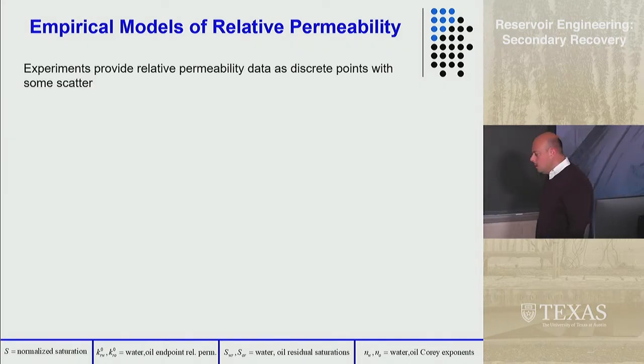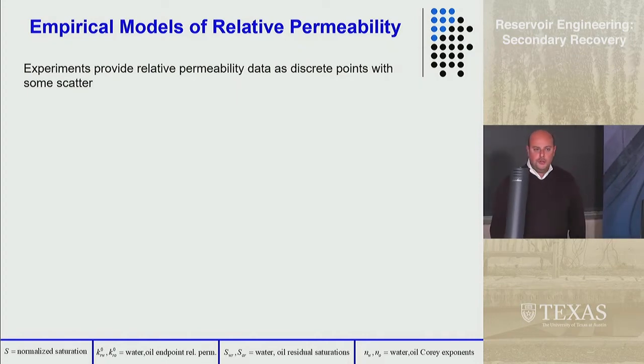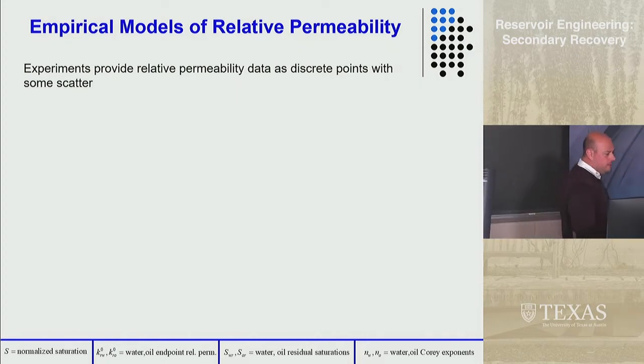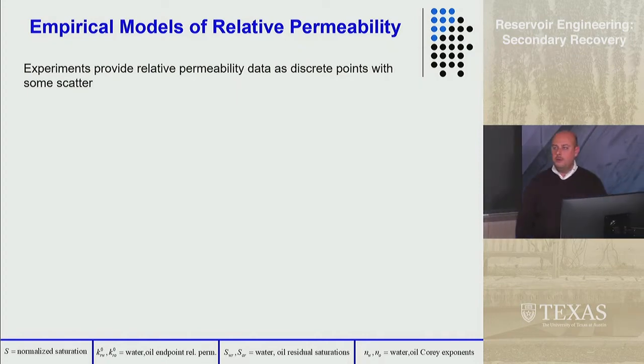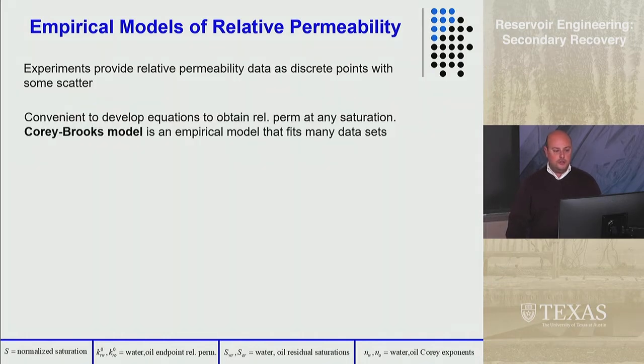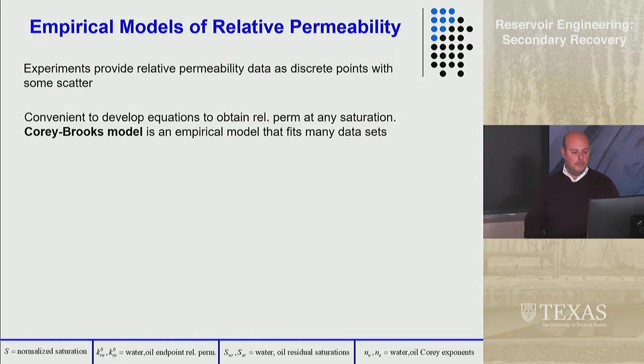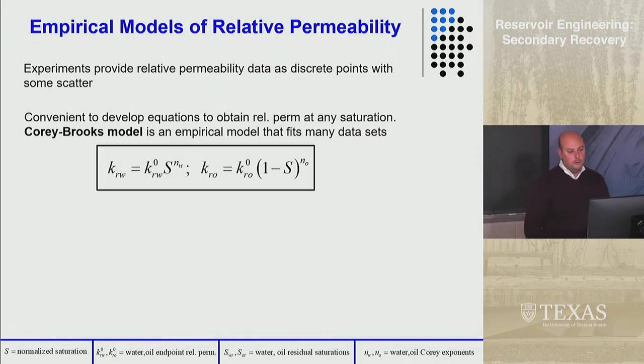Okay, so what we do is we do those experiments that I referred to before, and with those experiments we can create these plots. What we normally do is we fit those plots to equations, correlations that are easier to use. A common one is the Corey-Brooks model. The Corey-Brooks model looks like this.